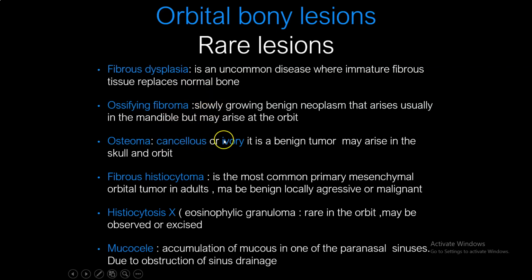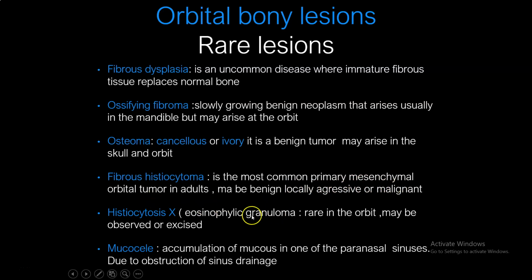And the osteoma, of course, can be cancellous osteoma or ivory osteoma, and it is a benign tumor arising in the skull and orbit. As we said, the fibrous histiocytoma is one of the most common primary mesenchymal tumors. So it is not from the bone, it is from the histiocytes. And it may be benign, aggressive, locally malignant or malignant. So the diagnosis of fibrous histiocytoma is not enough. You should know, is it a benign fibrous histiocytoma, locally malignant or malignant?